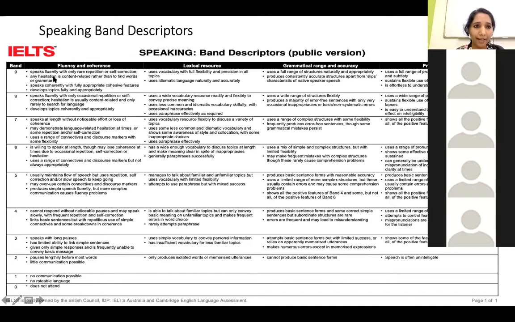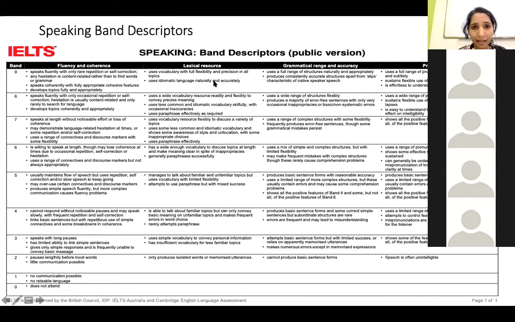So if you look at band 9, for fluency and coherence, doesn't repeat himself or correct himself. So at band 7, you're allowed to correct yourself, but here you're not allowed to correct yourself, okay? And you're able to speak coherently. Your thoughts are organized. It's not all over the place. So that's one problem that I have. So the thing is, organize your thoughts, please. Shouldn't go all over the place.